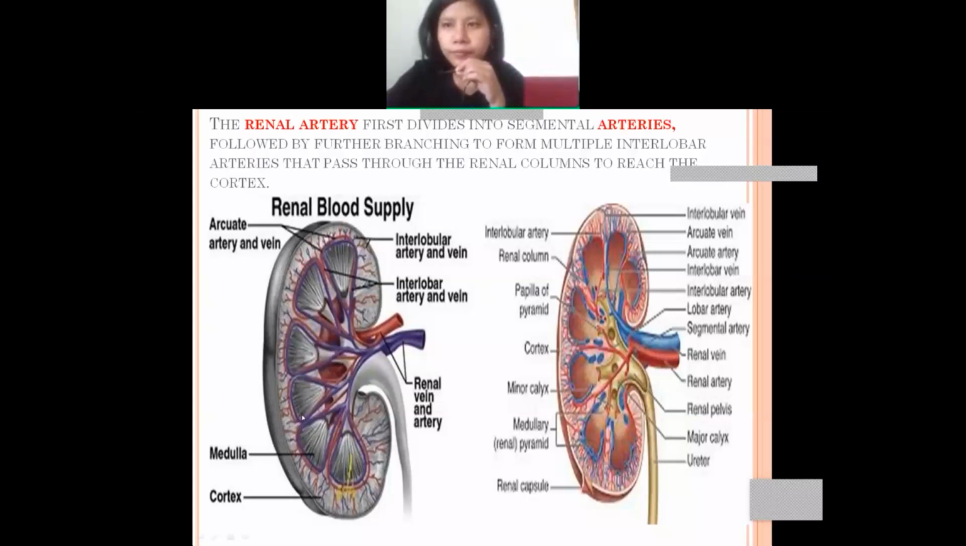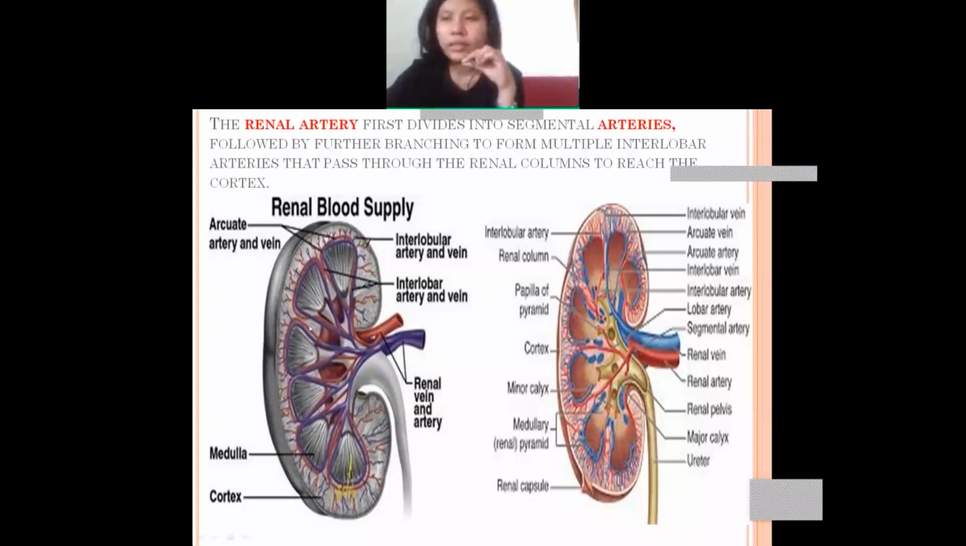Understand. And afterwards it will flow to the renal column. So this is the renal column. Understand? Through the renal column to reach the renal cortex. So all these are the columns, and afterwards it will come to the cortex. So this is the cortex. Understand? All these areas, all these areas are the cortex.